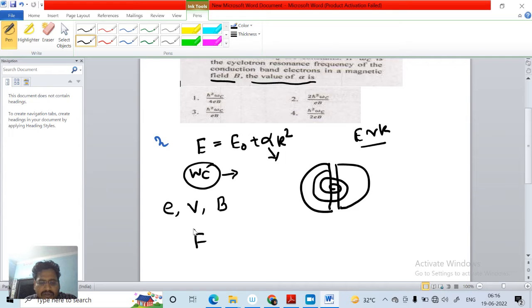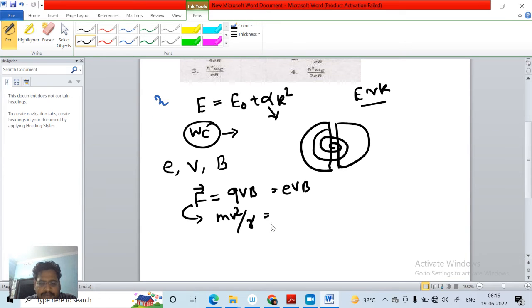This force is known as the Lorentz force, and the Lorentz force is actually qvB sin theta. Here theta is 90 degrees, so it will be evB. We know that this force is nothing but the centripetal force. Let r be the radius of this circular path. So mv squared by r is equal to evB. Then we cancel out, and mv by r is equal to eB. But we know that v is equal to r omega, and here we can put omega equal to omega c.